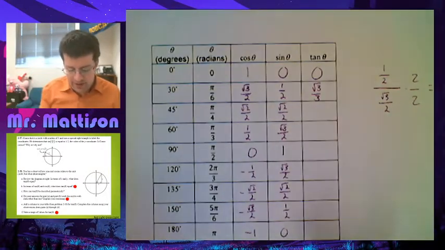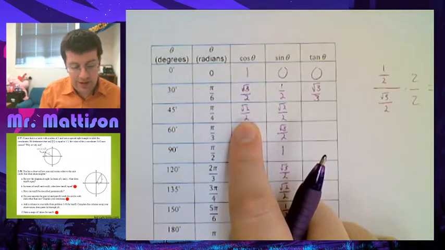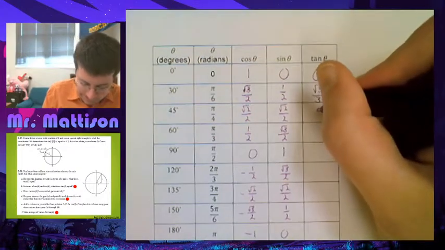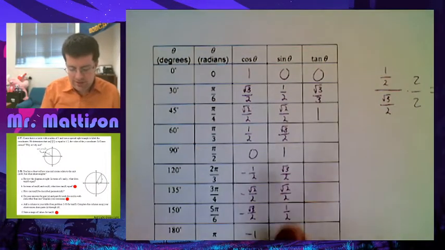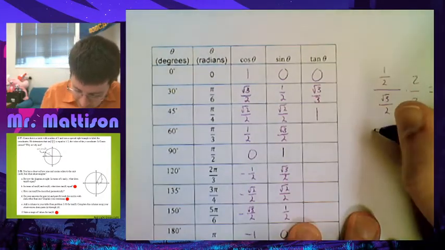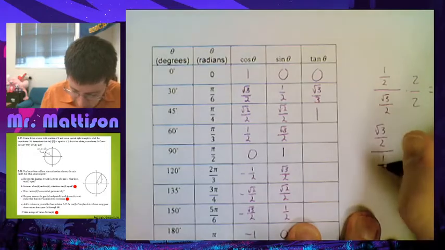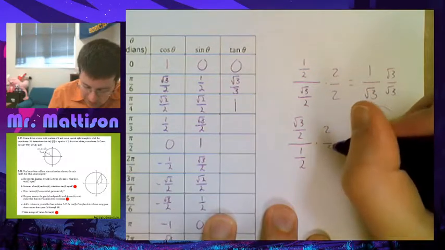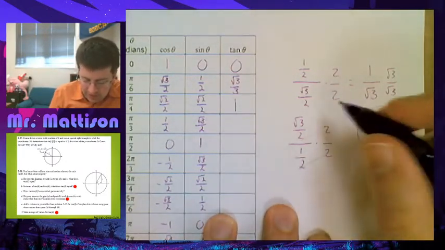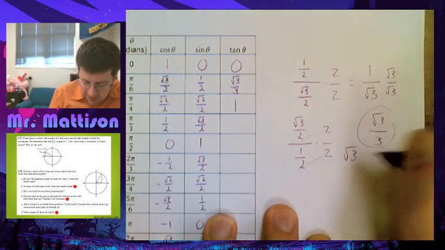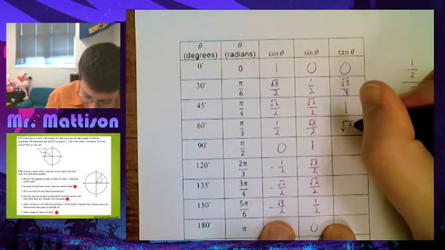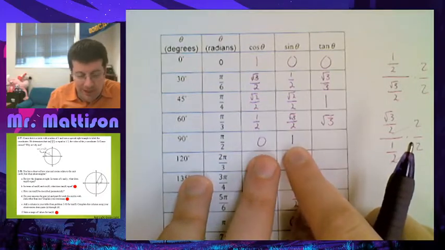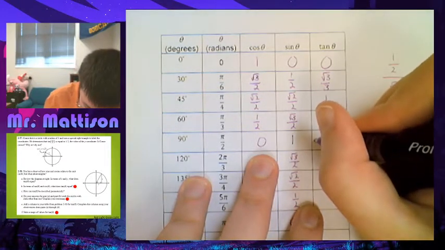And then 45, it's rad 2 over 2 over rad 2 over 2, well, this over this is a number over itself. That's going to be 1. That's pretty easy. And then for here, we're going to have rad 3 over 2 over 1 over 2. Very similar to what we had here, but let's do the same idea. Multiply by 2 over 2. So those are going to go away. So I get rad 3 over 1, or just rad 3. Not too bad. And then here on my pi over 2, 1 divided by 0, that's undefined because I can't divide by 0.